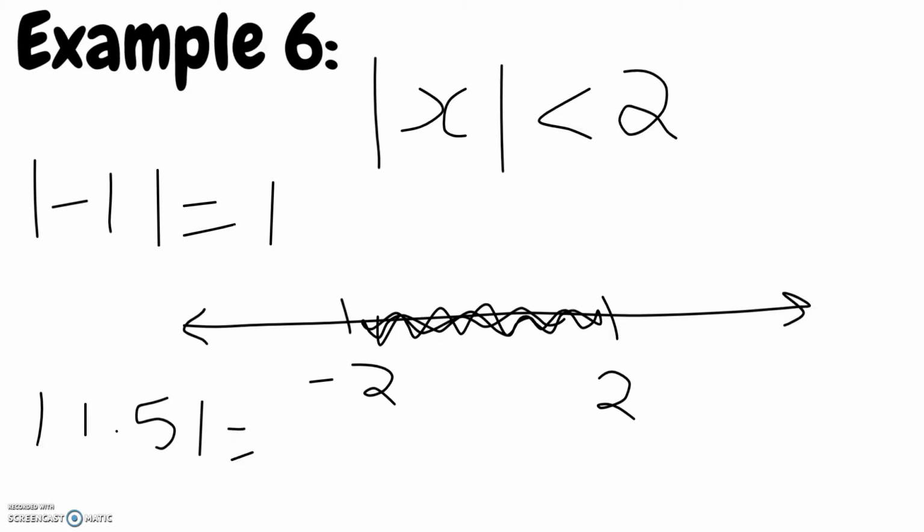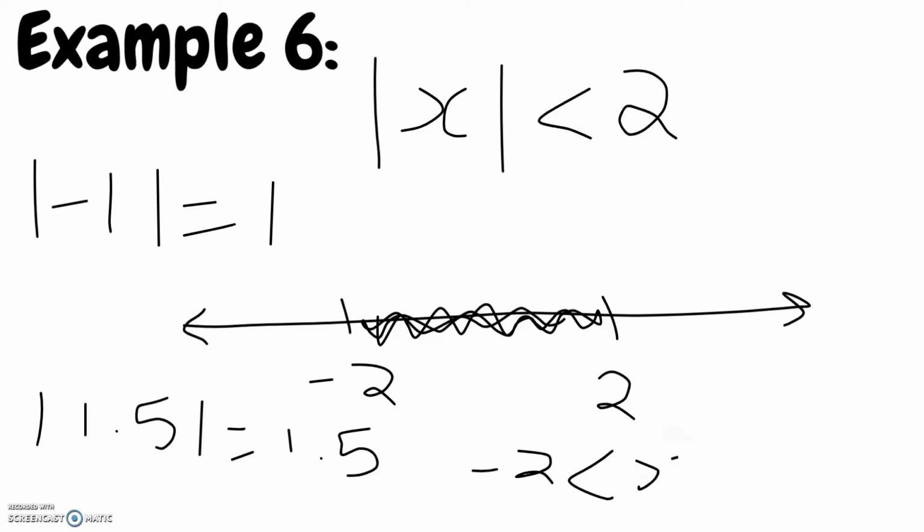But let's just do another one for positive numbers. Say I took the absolute value of 1.5. Absolute value of 1.5 is 1.5. Is 1.5 less than 2? Yes, it is. So we know that this is the correct answer. So here I wrote out my answer on the number line, but sometimes your teachers want you to write it in another form.